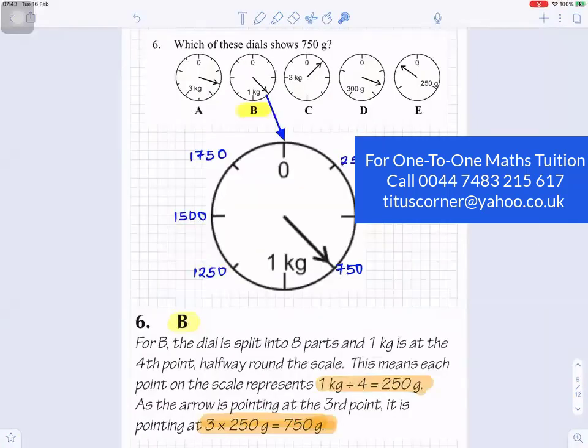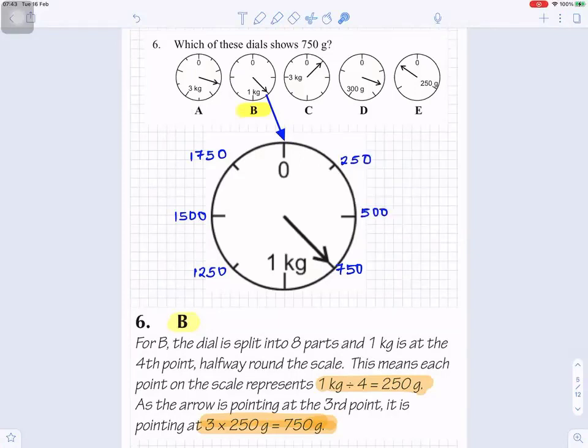Question number 6. Which of these dials shows 750 grams? I've made it bigger here so you can see. This one is 0 and then 1 kilogram. So we have to divide this 1, 2, 3, 4. 1 kilogram is 1,000 grams. So 1,000 divided by 4 is 250. So this one is 250. Another 250, 500. This one will be 750. So that's how we got this one to be 750. So your answer is B, 750.